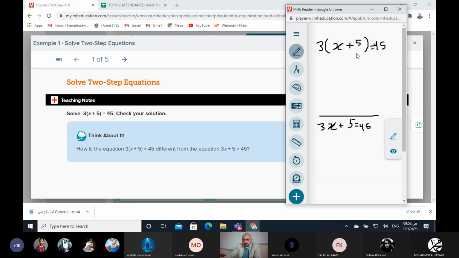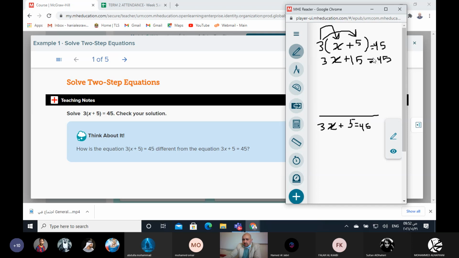The first form, we use the distributive property. We take 3 times x will be 3x plus then 3 times 5. 3 times 5 will be 15, equal 45. Then we use the steps to solve this equation.